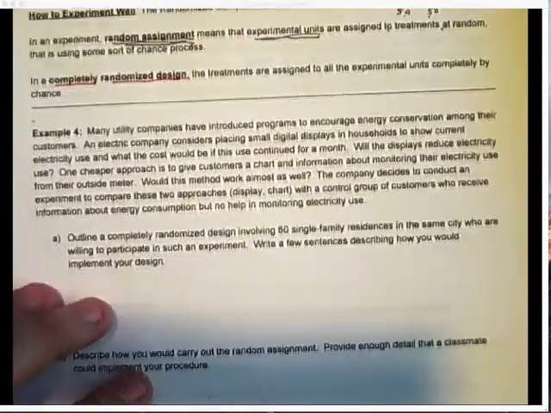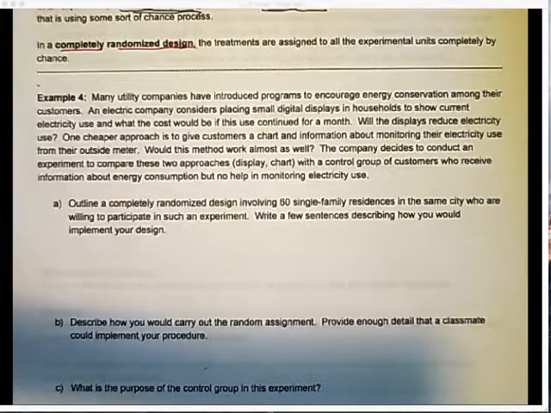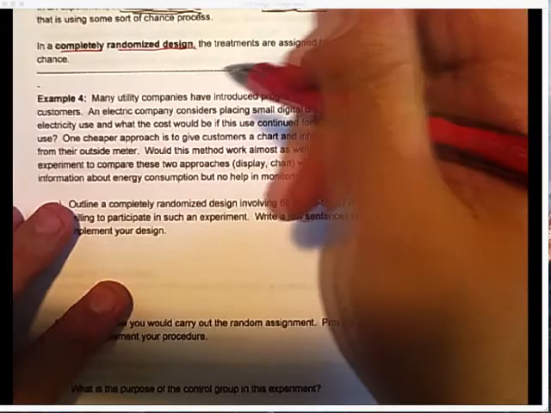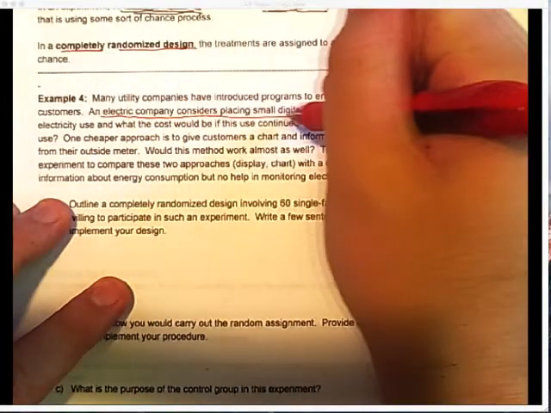So let's look at example 4. Many utility companies have introduced programs to encourage energy conservation among their customers. An electric company considers placing small digital displays in households to show current electricity use and what the cost would be if this use continued for a month. Will the displays reduce electricity use? One cheaper approach is to give customers a chart and information about monitoring their use from their outside meter. Would this method work almost as well? So they're talking about one method here. I'm just going to underline it.